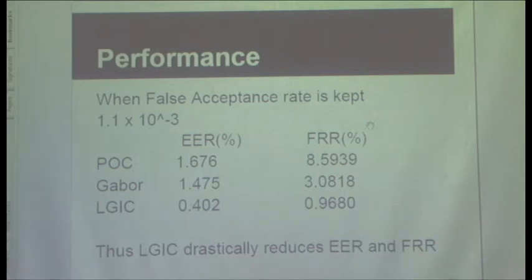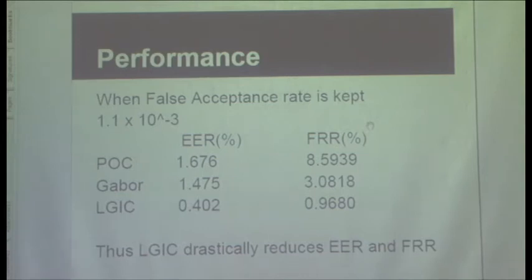If the false acceptance rate is kept constant at 1.1 into 10 to the power minus 3, then for the LGIC technique, the local global information combination, the EER is 0.402% and the FRR is 0.9680%. Once you fix the FAR at this value, the FRR is this. The EER is the other value, 0.4, where both of these are equal. This is the state of the art result.